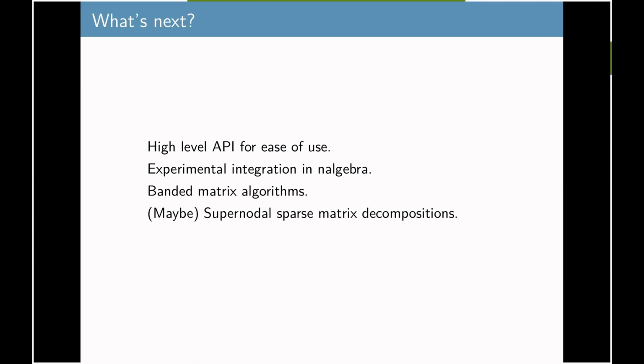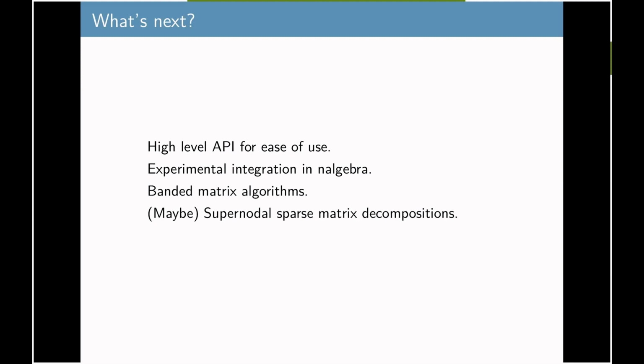Other than that, there also have been plans to integrate faer as an experimental backend in nalgebra. So this is something I want to dedicate some of my time to see it flourish, because this way the users get the best of both worlds. So they get an API that they are already used to with the very high performance that I showcased.